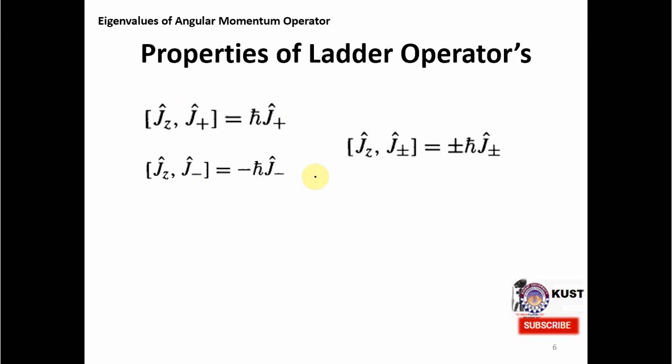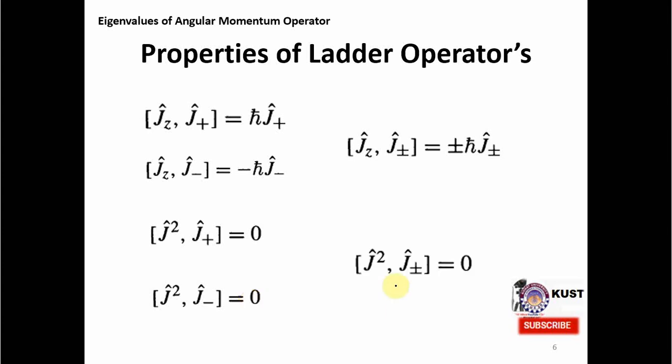The second property is that J plus commutes with J square. As you can see over here, its commutation relation is equal to 0, and also J minus commutes with J square. As you can see also here, its commutation relation is equal to 0. And if we write them combined, then the commutator of J plus-minus with J square is equal to 0. So these two properties are very important, and they will be very useful for our derivation of eigenvalues.